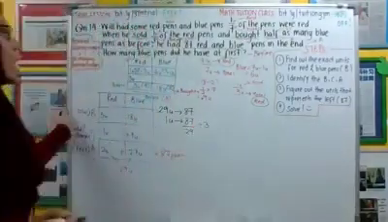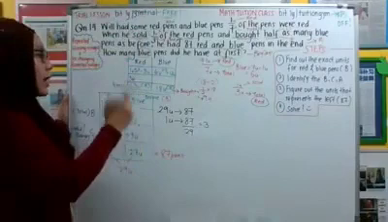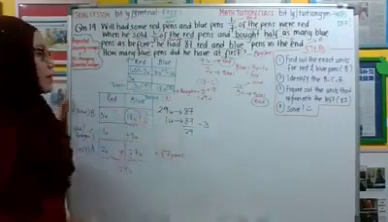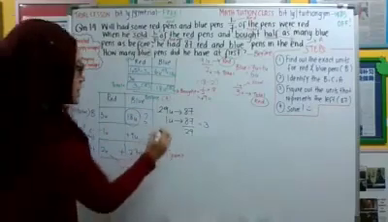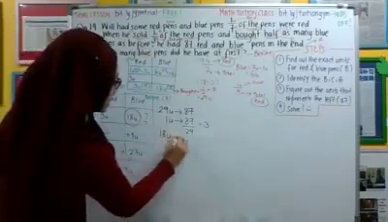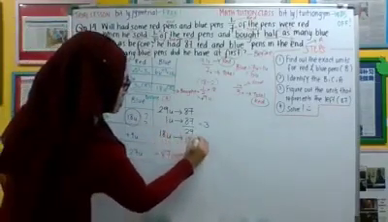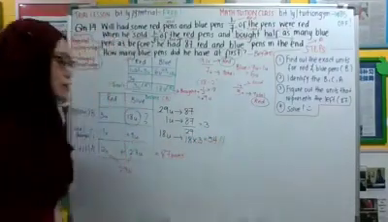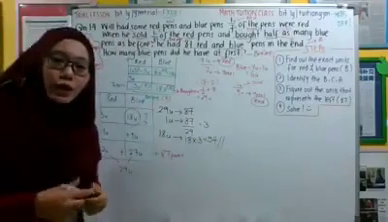I want to know how many blue pens he had at first. Blue pens at first. How many units must I find? I need to find 18 units. 18 units is 18 times 3 equals to 54 blue pens. This is my answer.